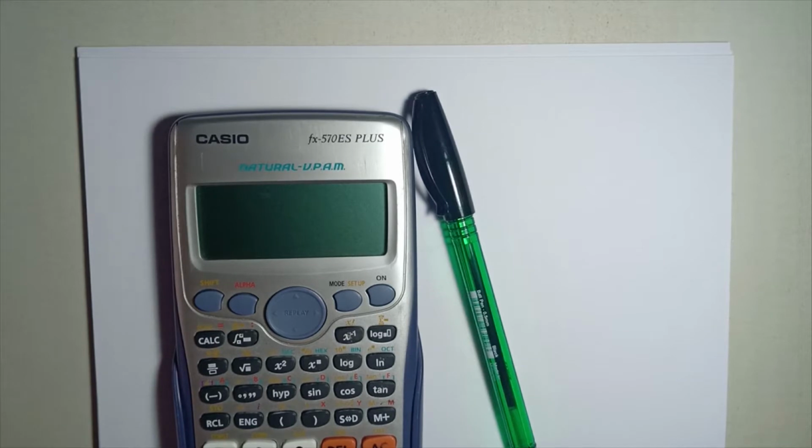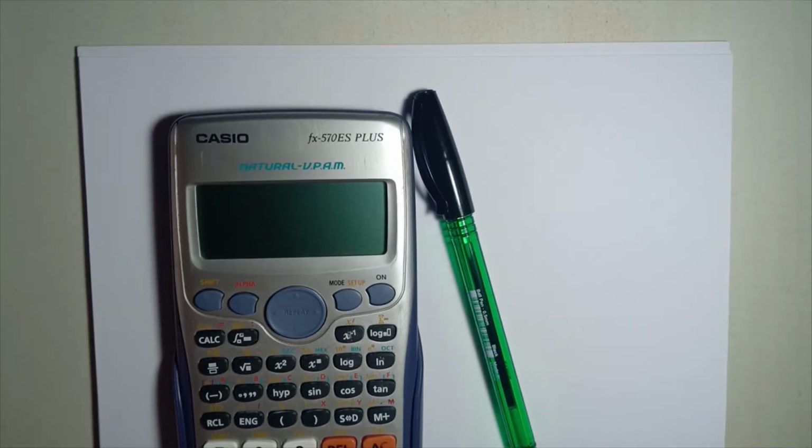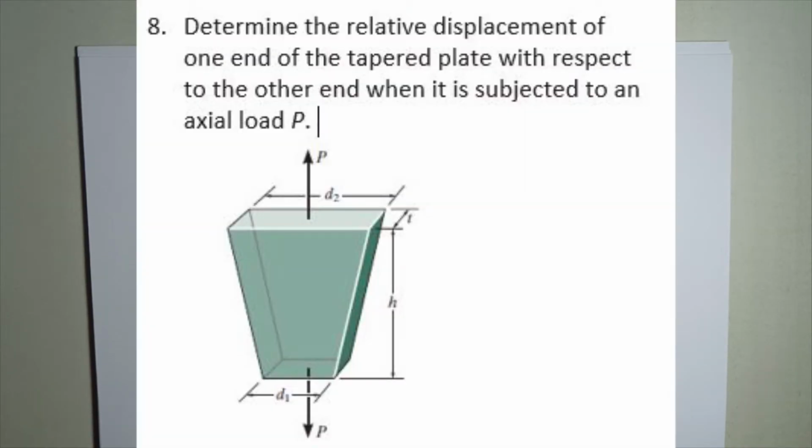So ngayon mag-example tayo sa elastic deformation of an axially loaded member. So for this time, mag-example tayo ng problem na hindi uniform ang cross-sectional area ng member. So first, basahin ko muna ulit yung problem. Determine the relative displacement of one end of the tapered plate with respect to the other end when it is subjected to an axial load P.